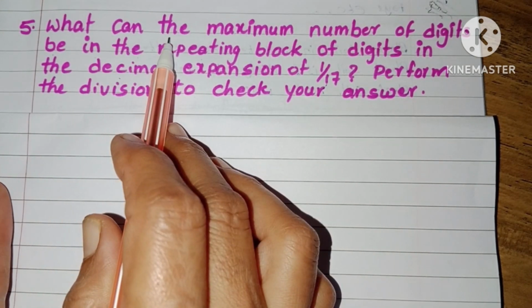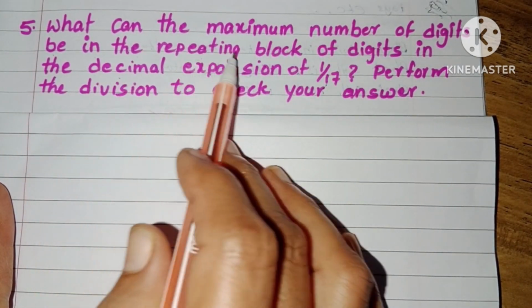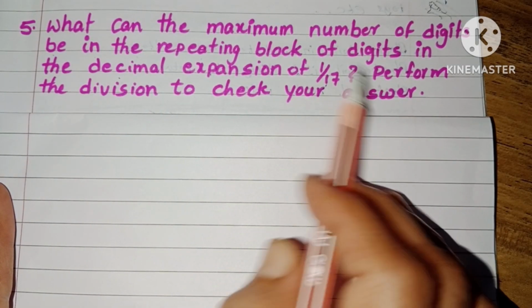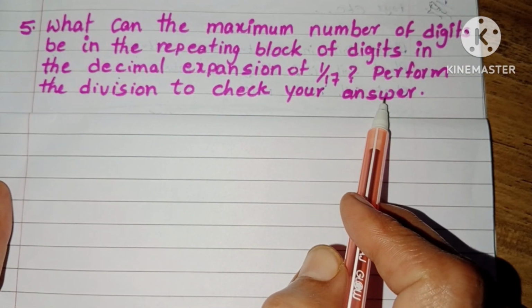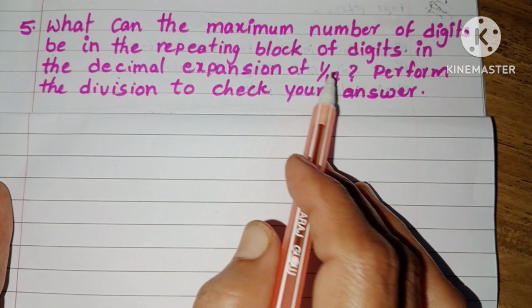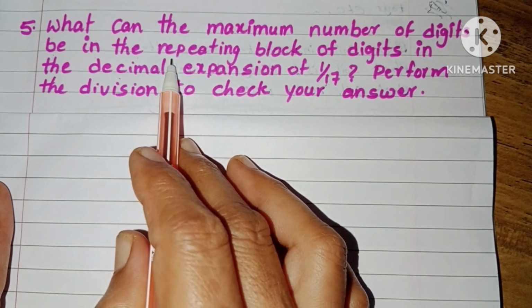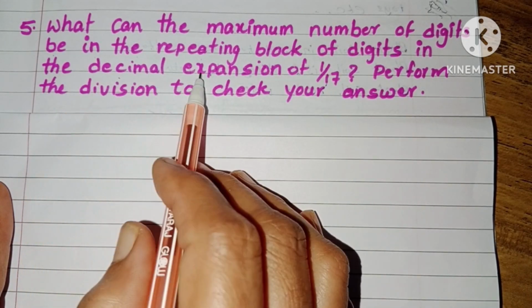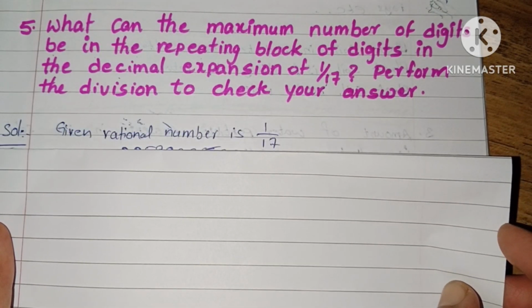What can the maximum number of digits be in the repeating block of the digits in the decimal expansion of 1 by 17? Perform the division to check your answer. By dividing 1 by 17, we can find the repeating block of digits in the decimal expansion. So, let's perform the division.